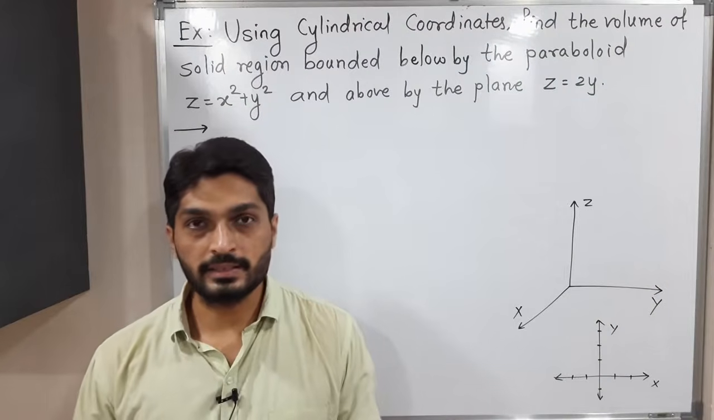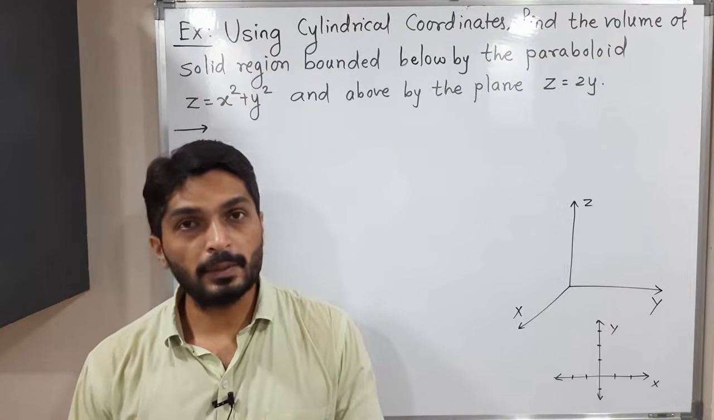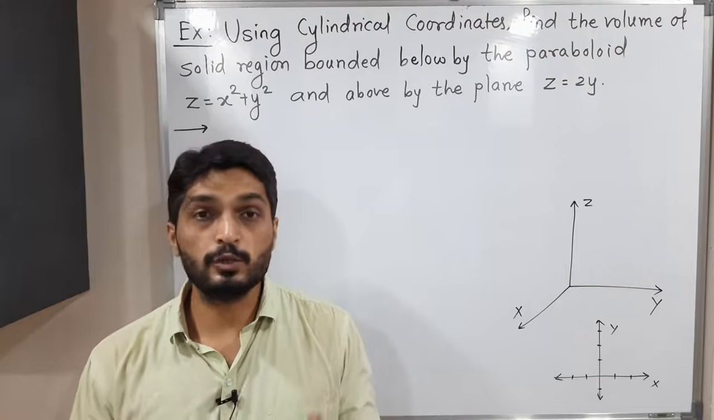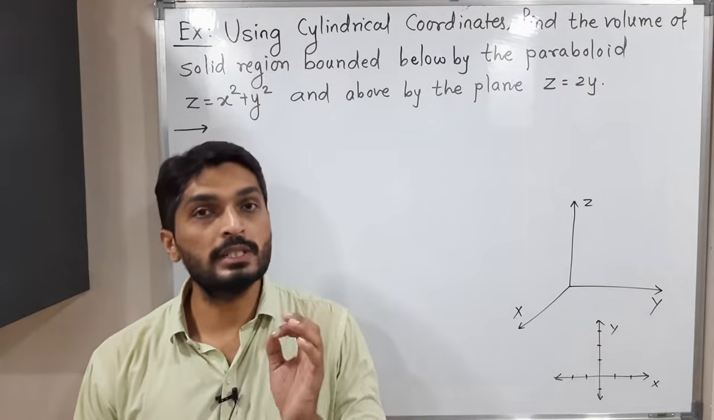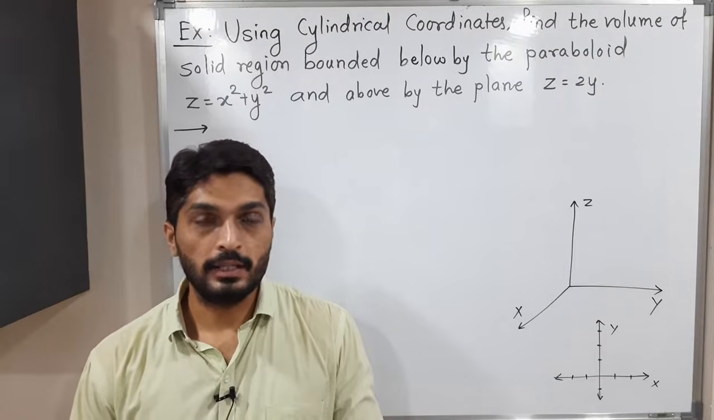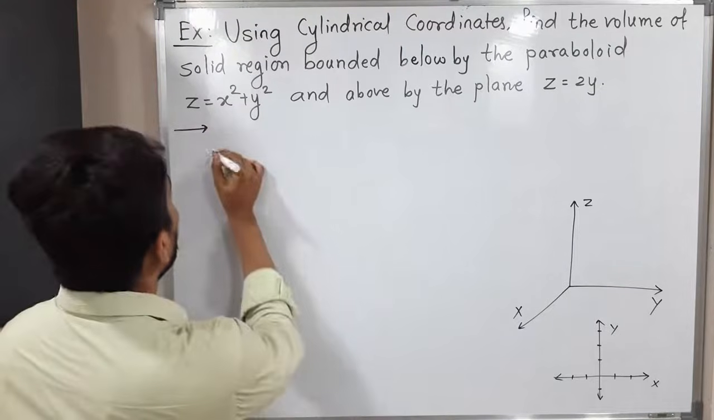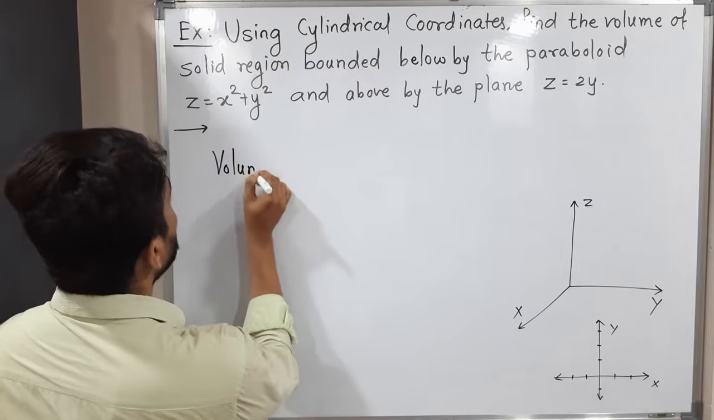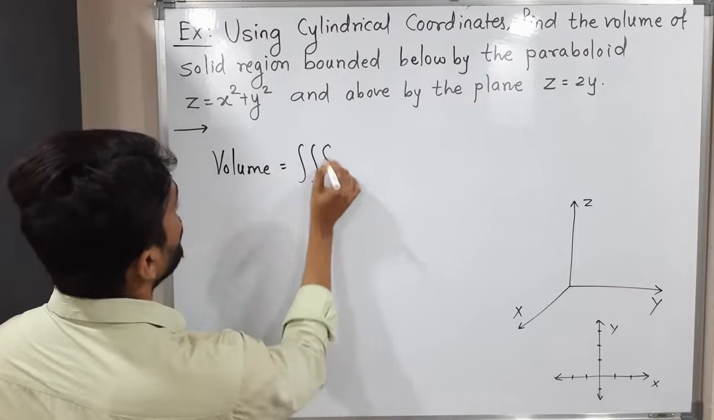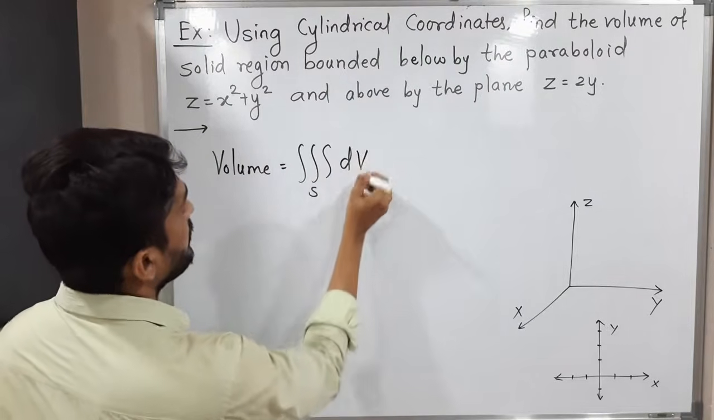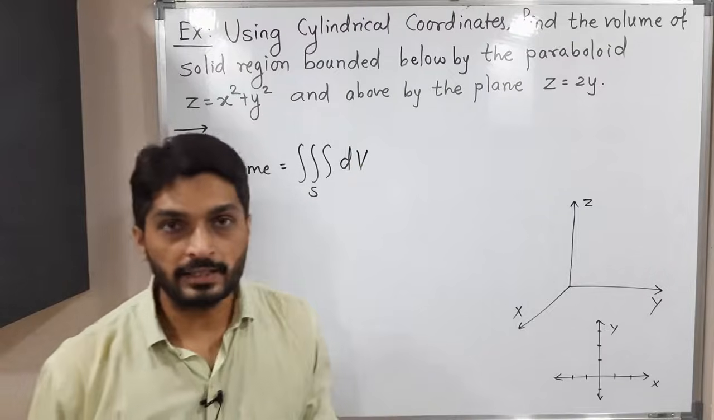Hi everyone, let us discuss this example. In this example, we have to find the volume of a solid region in R3, but using the cylindrical coordinate system. We are familiar with our formula of volume. Let me write it here. Volume has a very simple formula: triple integration over S dV. dV means dx, dy, dz.